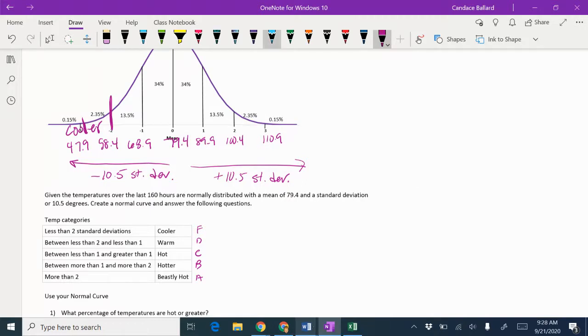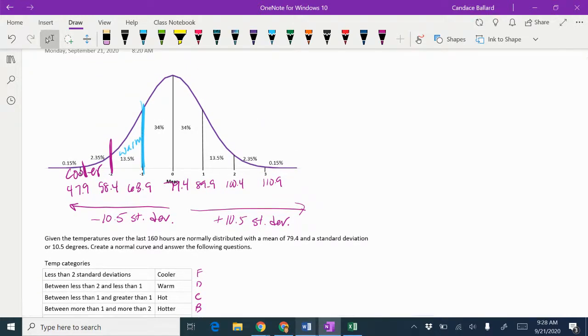All right. And then the next set, between 2 and 1, is warm. So in here, any temperature that lands in there, we're going to call warm. Even though I don't think between 58 and 68 is warm, we're going to go with it. And here's the part that's a little trickier. In between here and here, everything in there we're going to consider hot.